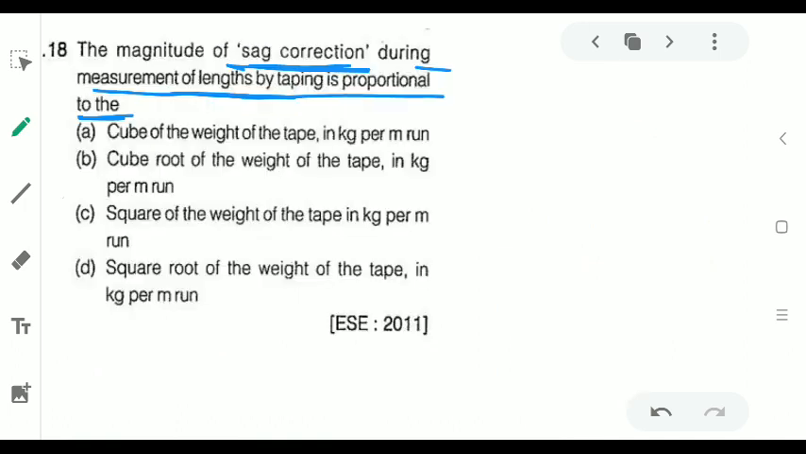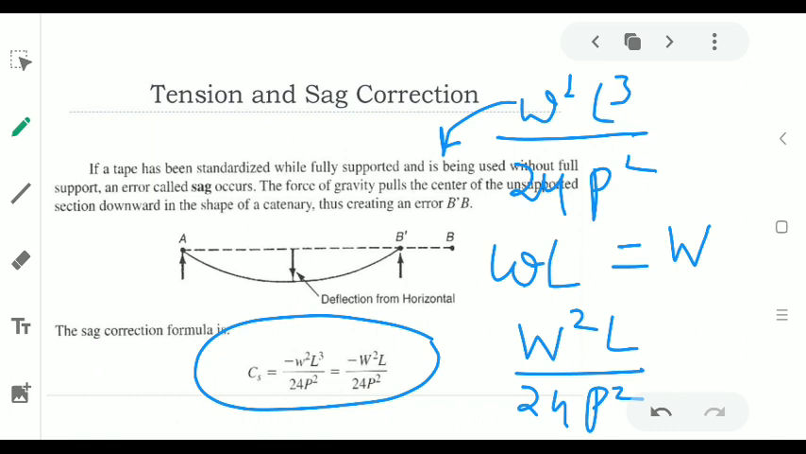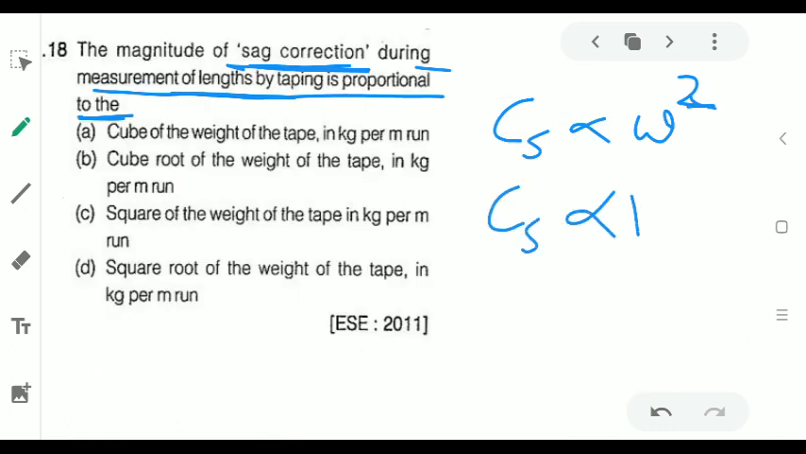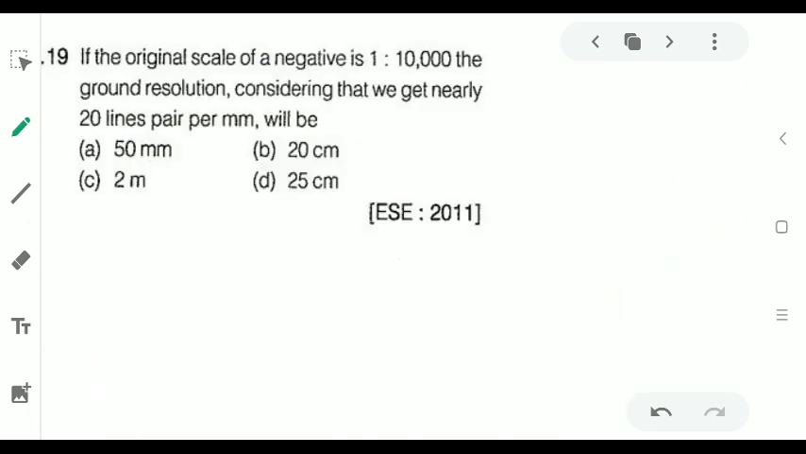So क्वेश्चन में आपको जो वैल्यू दी हुई है, ये पूछा हुआ है कि जो सैग करेक्शन होगा, that is either proportional to W square और W square. सो ये आपका इंडिपेंडेंट है कि आपका किलोन्यूटन पर किलोग्राम पर मीटर लेंथ पर है या फिर सिंपली किलोग्राम में वैल्यू है, but it is proportional to the squared value. So the sag correction जो होगा आपका, that will be proportional to the square of the weight of the tape in kilogram per meter run. So the correct option for question number 18 would be option C. So now moving on to next question, question number 19.